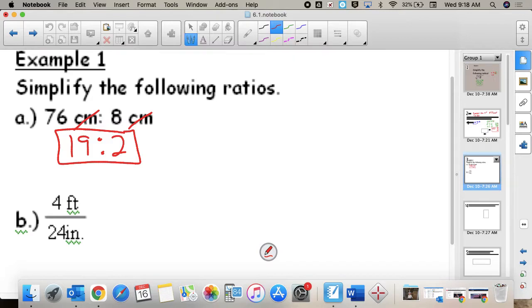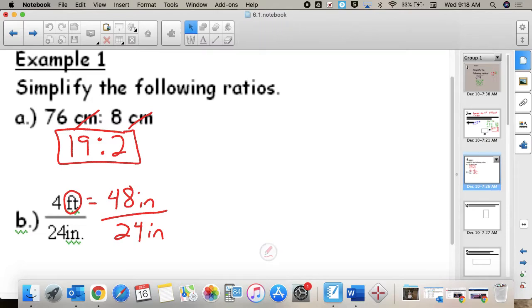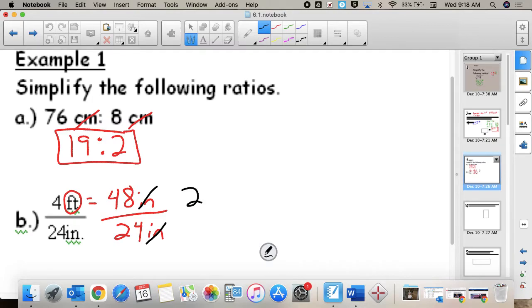Now, in your second one here, please note your units are not the same. So we need to convert those feet into inches. 4 feet is equal to 48 inches. My 24 inches stays the same. Now my units can cancel each other out. Inches cancel with inches, and I'm left with 48 over 24, which reduces to 2 over 1. And typically, you will leave that 1 there since a ratio is technically a comparison of two things.